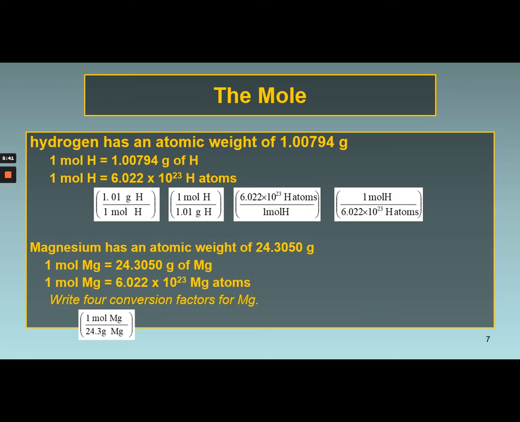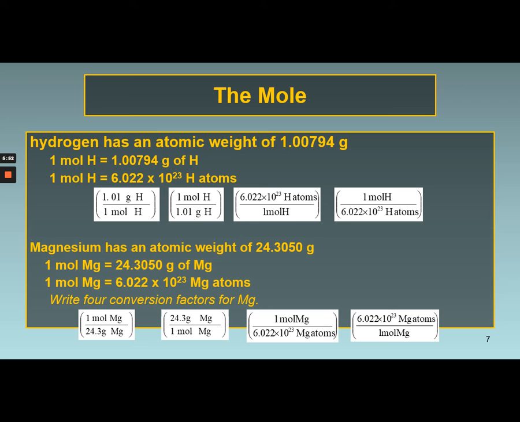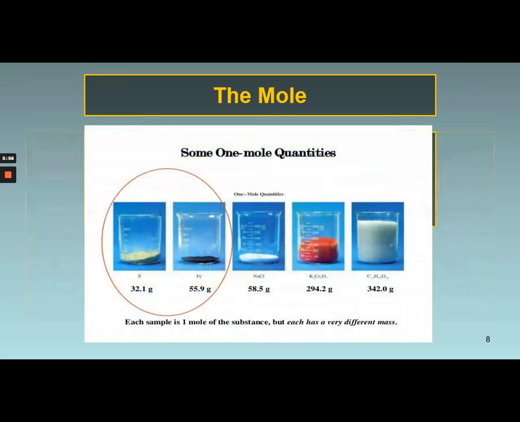1 mole per 24.3 grams, or 24.3 grams per 1 mole. Or 1 mole per 6.022 times 10 to the 23 atoms, or 6.022 times 10 to the 23rd atoms per mole. So let's talk about what this actually would look like in terms of chemical compounds.